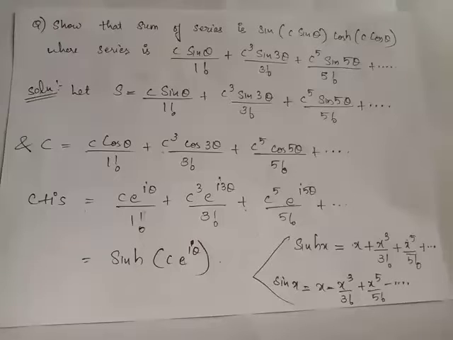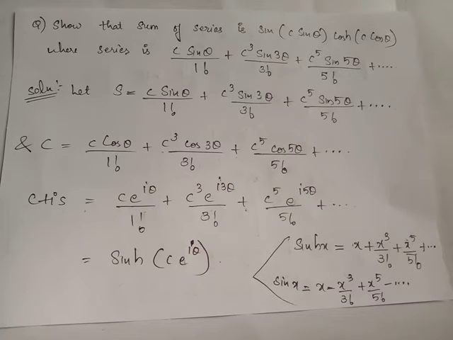Show that the sum of the series c sin theta by 1 factorial plus c cube sin 3 theta by 3 factorial plus c raised to 5 sin 5 theta by 5 factorial plus etc. is sin(c sin theta) cosh(c cos theta). We call the given series S, and we have to find the sum of the given series. That is, we wish to find out S.